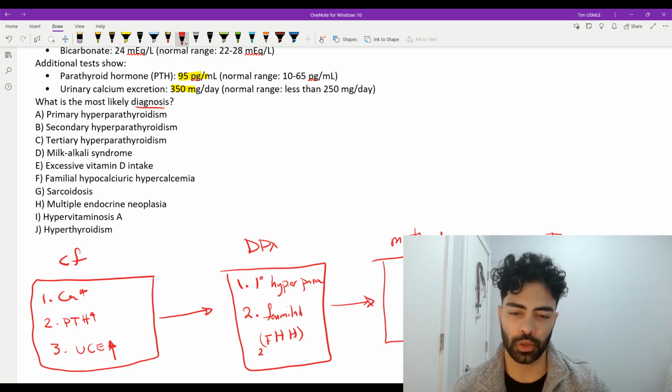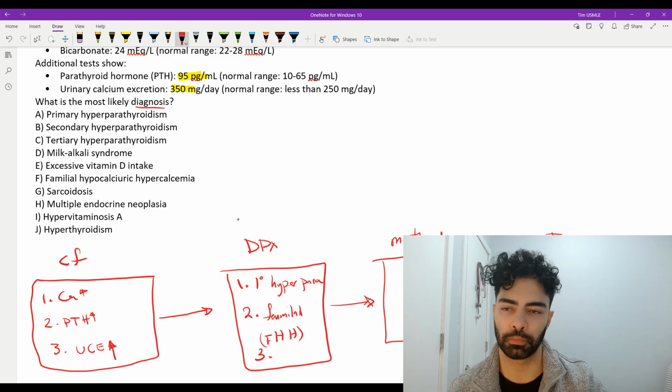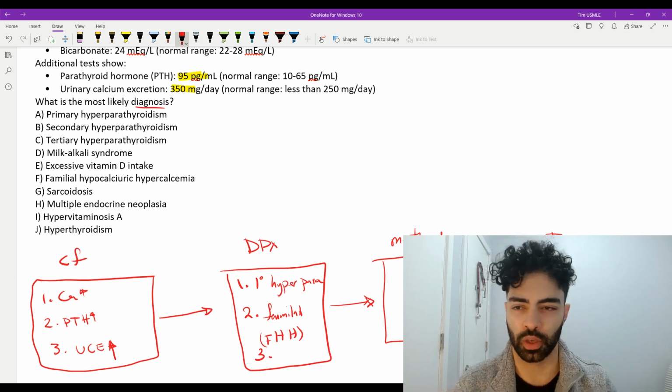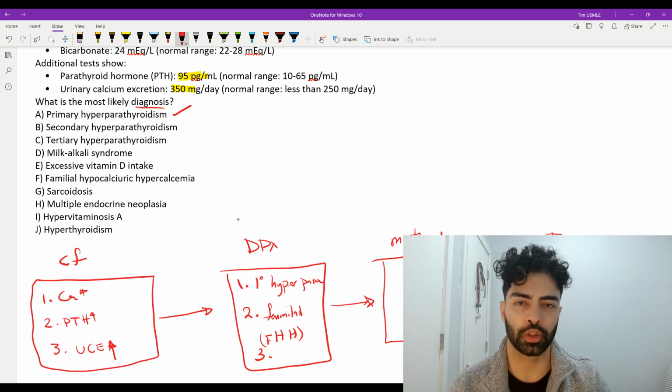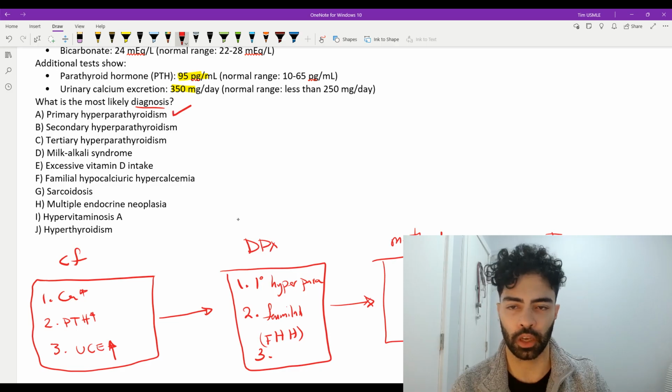Now, once you have about three of these, the box sequence ends. So you can proceed to the choices. And we'll talk about the choices. I think the choices teach us a lot in this question. So how would primary hyperparathyroidism look? Primary hyperparathyroidism is the most common cause of hypercalcemia in a young healthy patient.